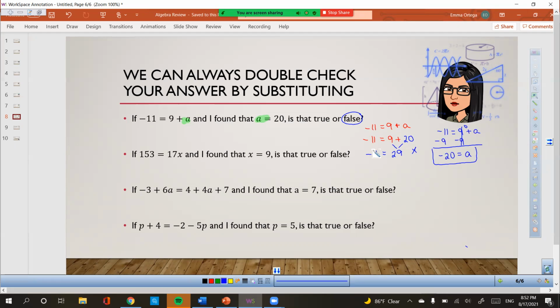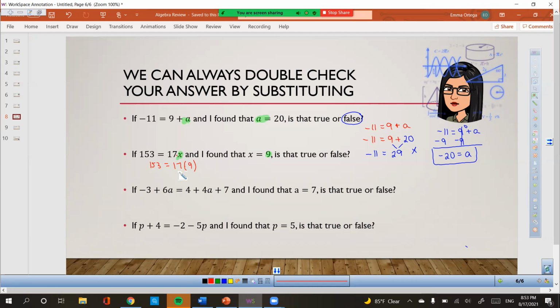Let's check the second one here. If 153 equals 17x, and I found that x equals 9, is that true or false? This one is a lot shorter. It's a shorter equation. I only have 153 equals 17 times x. So instead of the x, I'm going to be putting a 9, because it's telling me that x equals 9. But again, since we're multiplying, I'm going to want to put it in parentheses. So I have 153 equals 17 times 9. Or you can also put it like that, since parentheses also means multiplication.